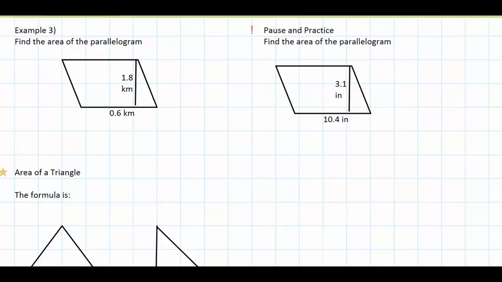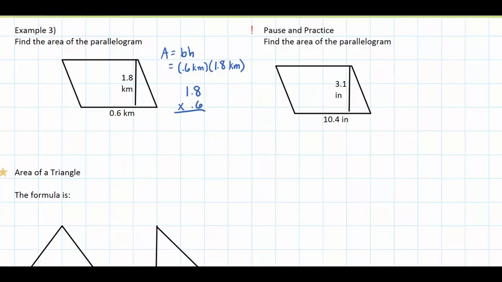In example 3, we have a parallelogram and we're asked to find the area. We have the same units for both, so we're going to find the area in kilometers. So this is just A equals base times height. The base is 0.6 kilometers and the height is 1.8 kilometers. So we multiply 1.8 by 0.6, or 1 8/10 and 6/10.